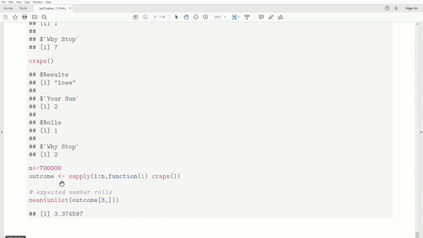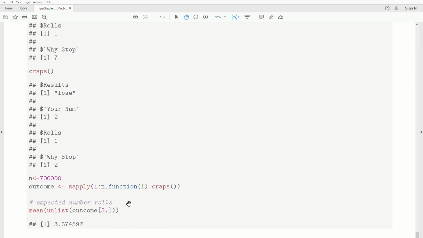Now, let's simulate this 700,000 times. Boom, store the results and outcome. The third row contains the number of rolls. So let's just calculate the mean. It's 3.375, which is really close to the theoretical result. And of course, the larger the n goes, the more accurate this is.